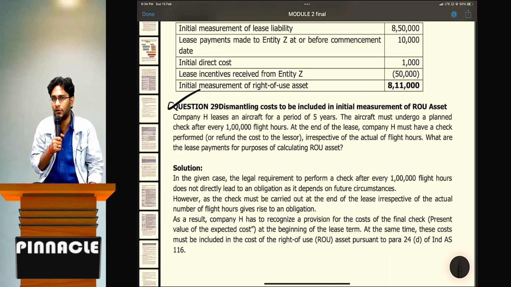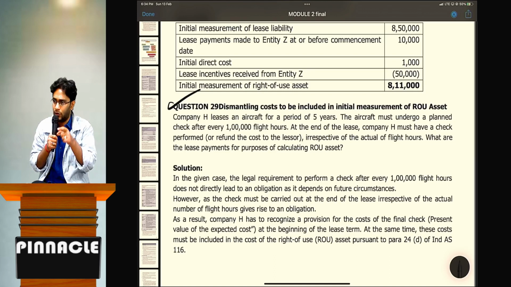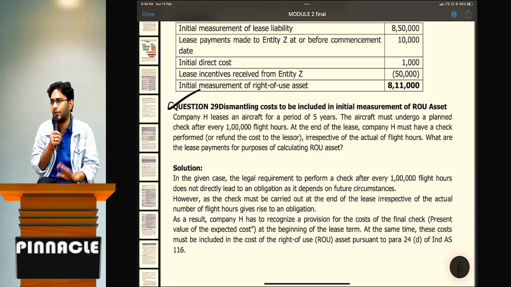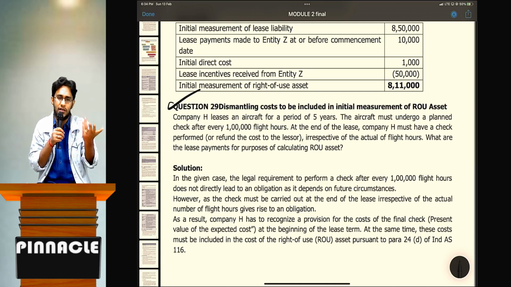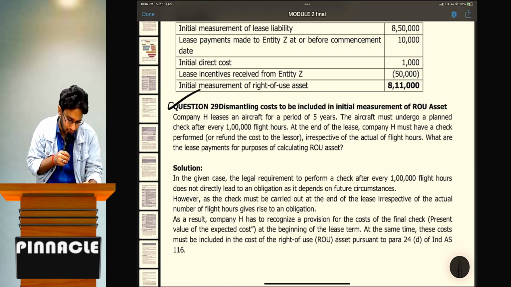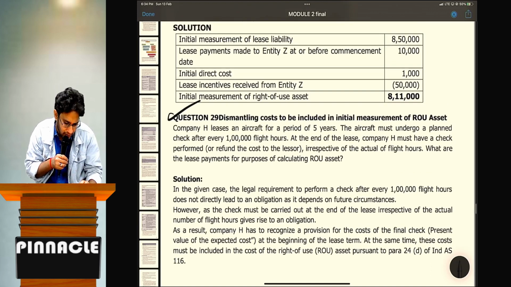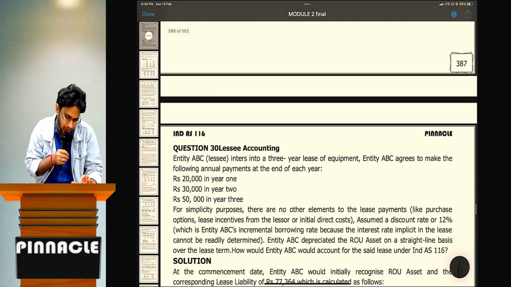Sir, the amount of whatever overhaul cost there is, which either you have to incur or you have to pay, will it be part of your ROU asset or not? He is asking. Definitely yes. Because on the first day itself we know that we have to pay and there is no option to avoid that. You can't say, sir, I traveled only 95,000 hours, therefore I will not incur. Irrespective of the number of hours operated, you have to pay. So it's definitely part of your lease payment, sir. You have to include it in the liability and correspondingly in the ROU asset also. It's similar to your decommissioning cost. So you have to definitely capitalize and include this. Okay, 30th one.